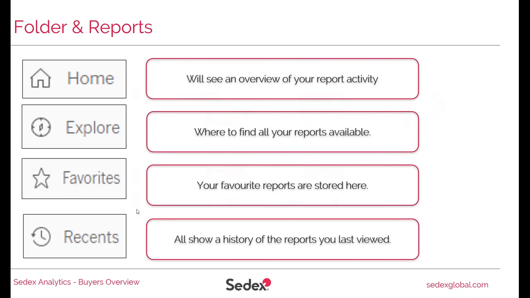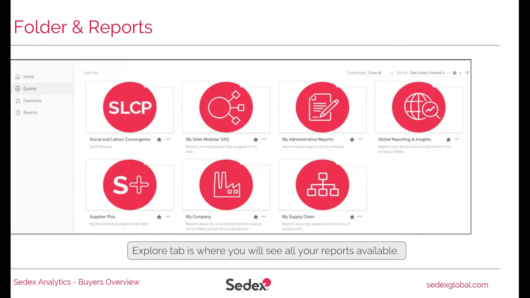Okay, so I mentioned the Explore tab. That's the tab you see when you first log into the system, and depending on your membership, it determines what folders you see. Suppliers would see some different reports to the buyers, for example, and the same for auditors. But the Explore tab takes you to where you can see all your available reports.